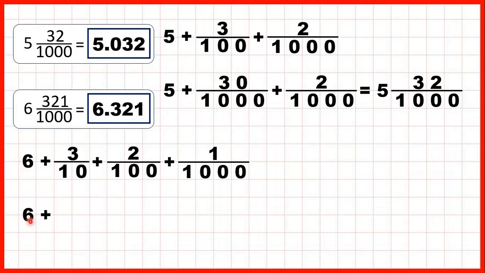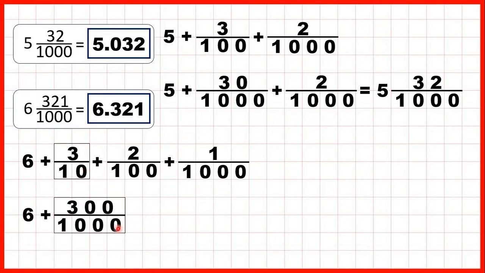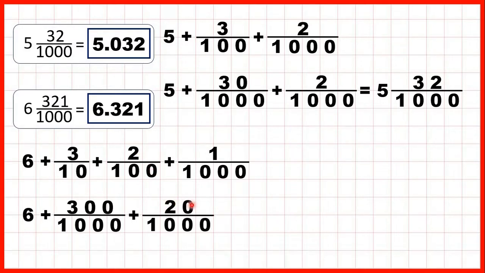The 6 can stay the same, but instead of 3 tenths, we can write 300 thousandths, because 10 times 100 is 1,000, and if we do the same to the numerator, 3 times 100 is 300. Then, instead of adding 2 hundredths, we can add 20 thousandths. That's equivalent because 100 times 10 is 1,000, and 2 times 10 is 20.